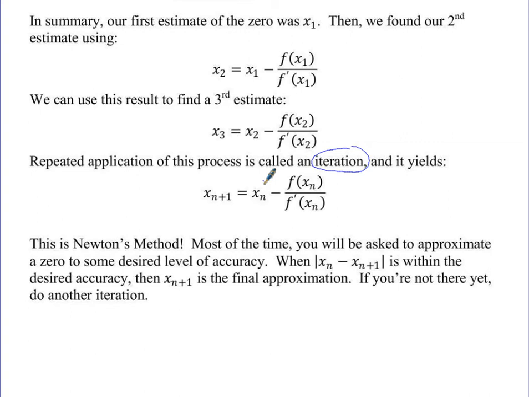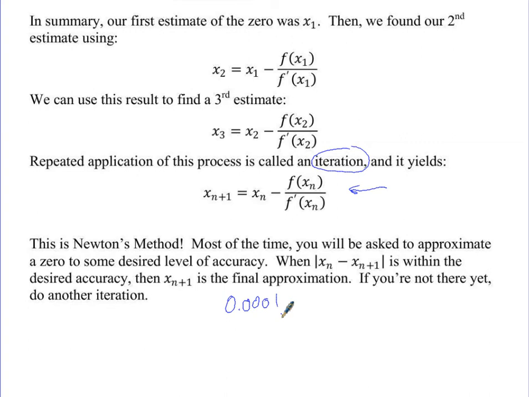That's Newton's method, this guy right here. Most of the time you're going to be asked to approximate a zero to some desired level of accuracy. A lot of the times it'll be 0.0001. I think that's what I have here. Do I have that on here? No. I probably will, though. Usually the desired level of accuracy is sequential approximations of x differing by less than 0.0001.